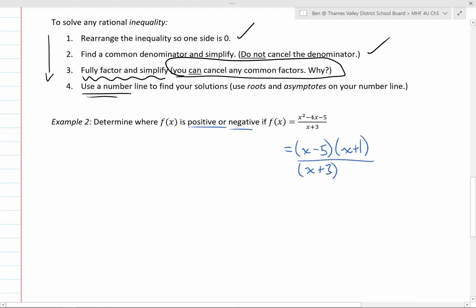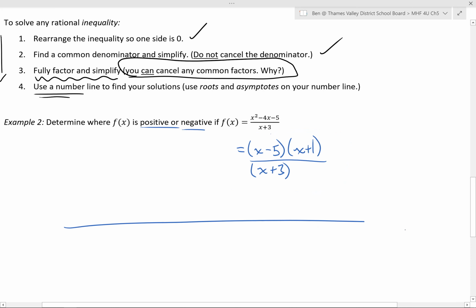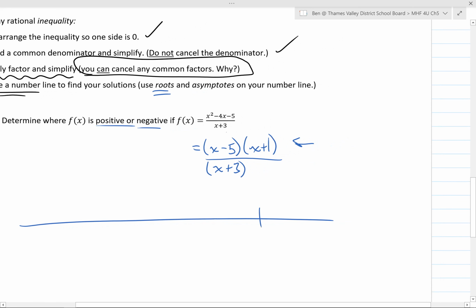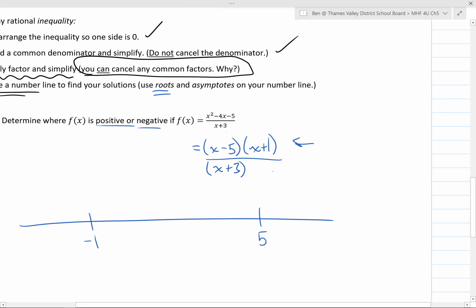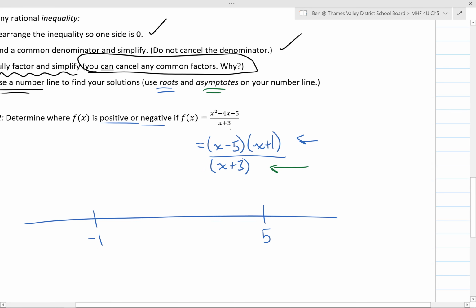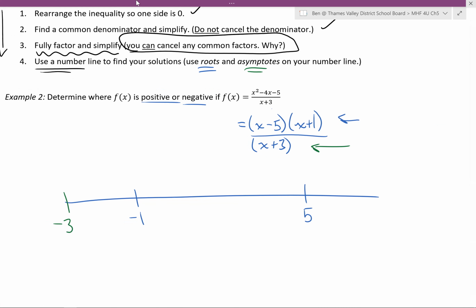But here we want to create a number line. We have our function right here. You have been handling number lines with these rational functions already. When we create a number line, we have to use roots, which come from roots of the numerator. So my roots will be at x equals positive 5 and x equals negative 1. And then we also need to remember to use roots of the denominator, because those tell us our vertical asymptotes, right? So at x equals negative 3, there's a root in my denominator.